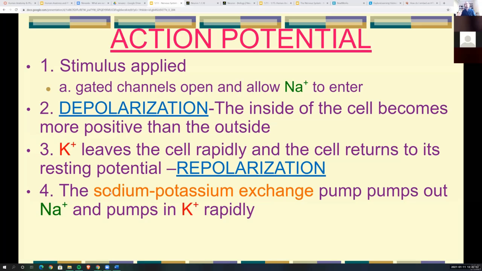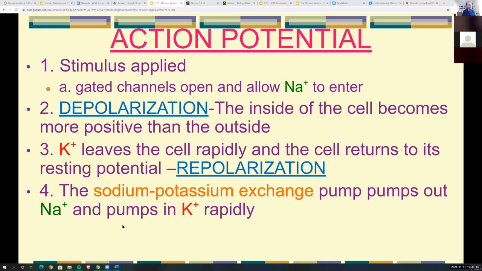That's a good thing though, because it stops that neuron from firing multiple times accidentally. So once the signal goes down the neuron, because of repolarization, it can't go backwards and then go again, back and forth and back and forth. You'd get this crazy feedback in your neurons.